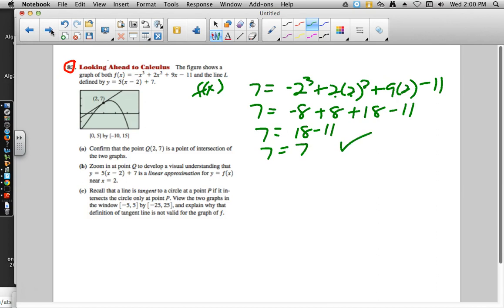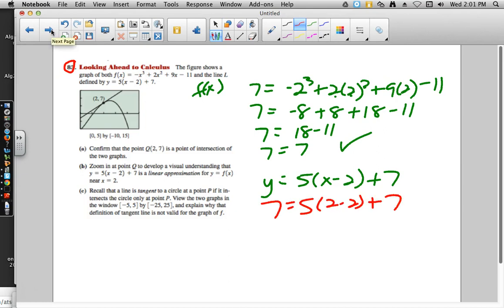And then for our line, y equals 5 times (x minus 2), plus 7. Let's give that a try as well. 7 equals 5 times (2 minus 2) plus 7. 2 minus 2 is going to give us 0, so 7 equals 0 plus 7, and it works. So this is our confirmation. We're showing that we understand that it works in both of those.